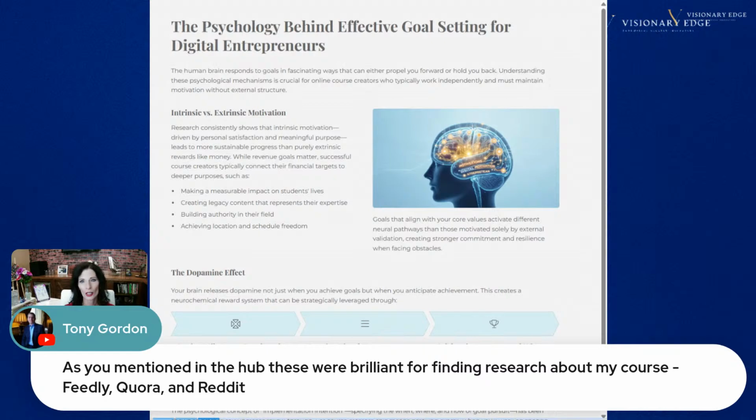So psychology really, our brain responds to goals in fascinating ways that can either propel you forward or hold you back. An example I already gave you is that some people are held back by the fear of money. Especially if you've never had a 10K month, the thought of being able to generate 10K in 30 days can feel unsafe to the psyche, basically.